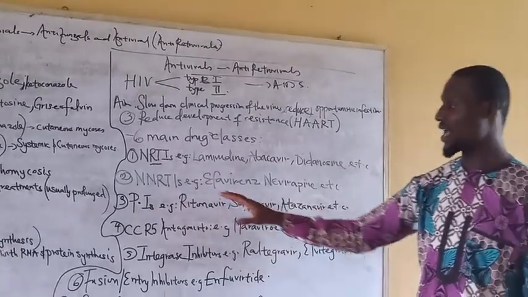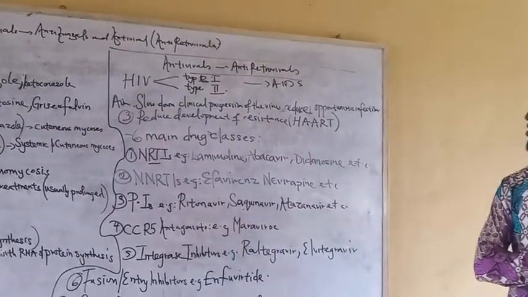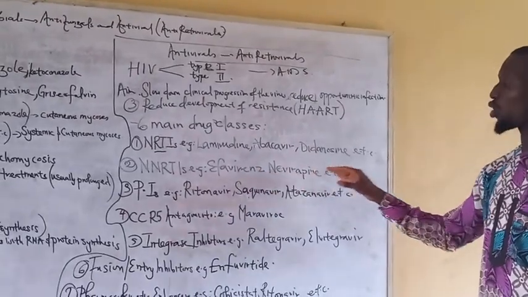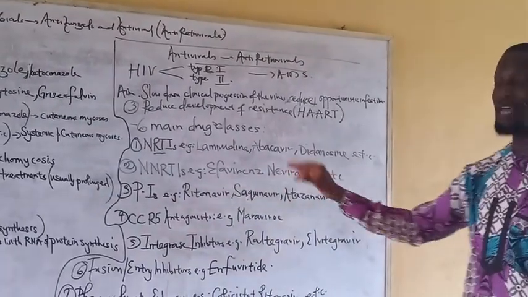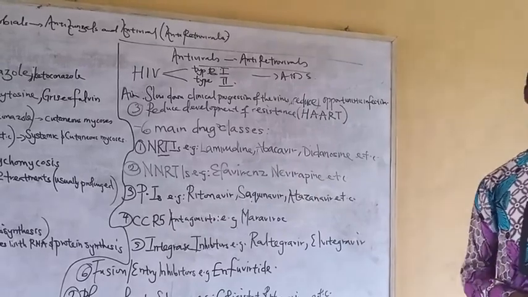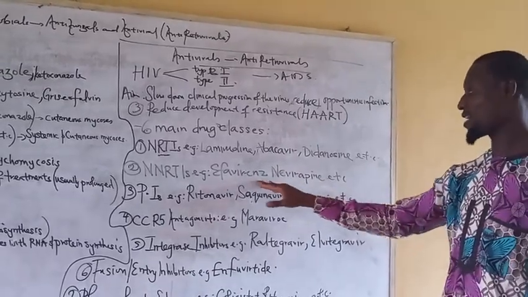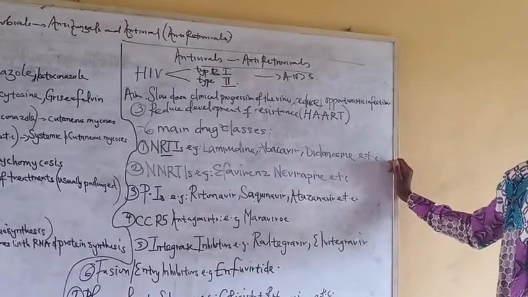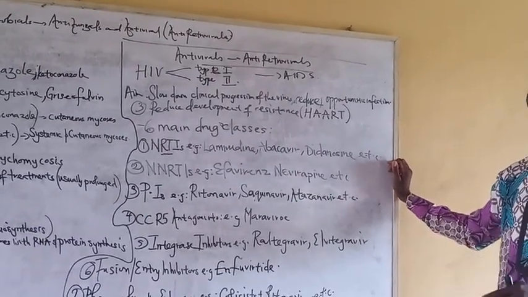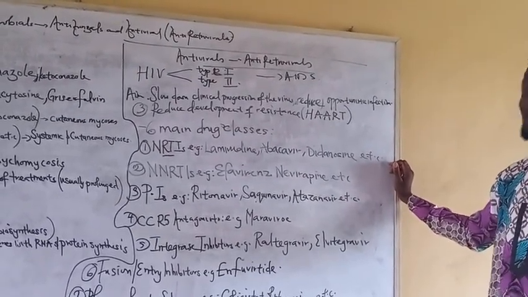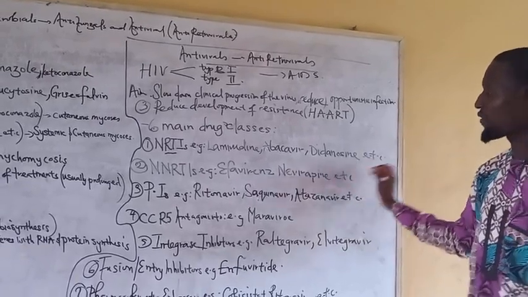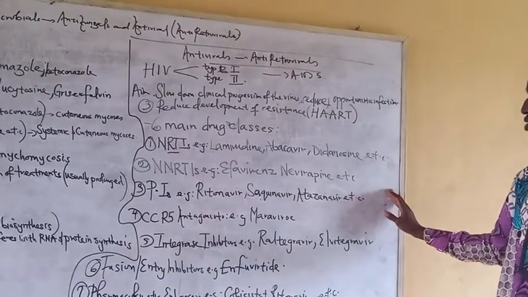The second drug class are the NNRTIs, which are the non-nucleoside reverse transcriptase inhibitors. These drugs will inhibit the same enzyme non-competitively. Examples of drugs here are efavirenz and nevirapine, and they are also used to reduce maternal to fetal HIV transmission.